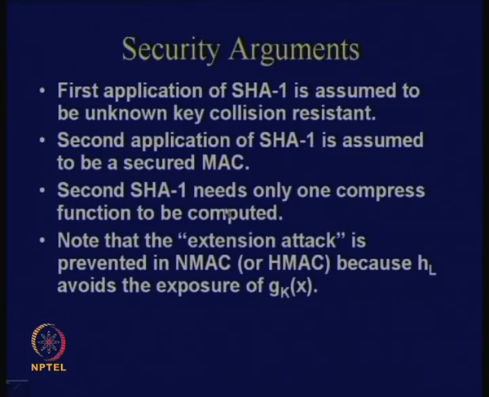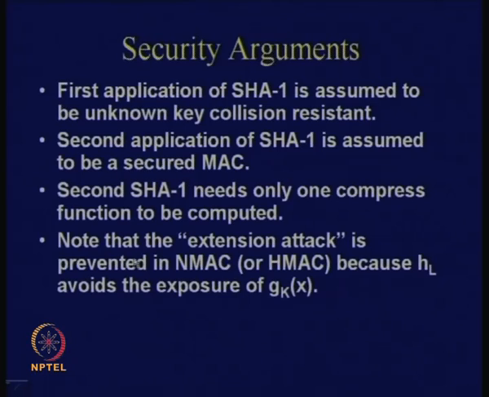So, the security arguments are like this, briefly. The first application of SHA-1 is assumed to be an unknown-key collision-resistant application. This follows from the HMAC construction. The second application is assumed to be a secure MAC, and the second SHA-1 actually needs that, as I have already told you. Therefore, under these two assumptions, the composed HMAC is also a secure MAC.